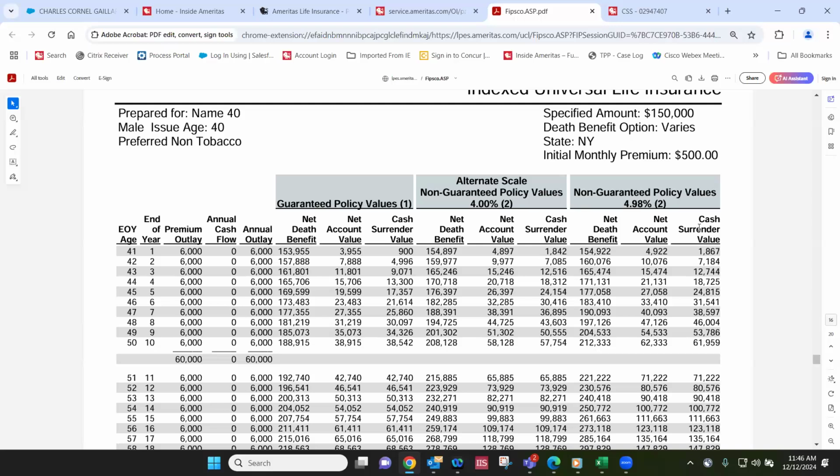IUL illustrations are not designed to go with the ebbs and flows of the actual stock market. I kind of wish they were, but hey, that's not my place. I can't change that. But this shows a level return of 4.98. Are you going to get a level 4.98% return if you were in the S&P 500 index? What do you guys think? Yes or no? Are you going to get a level 4.98% all years starting year one?